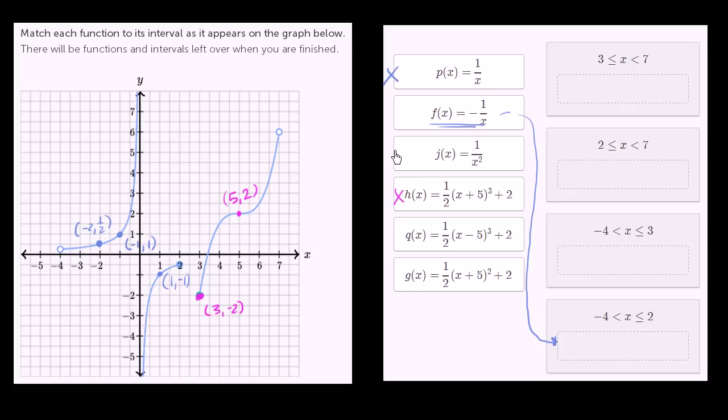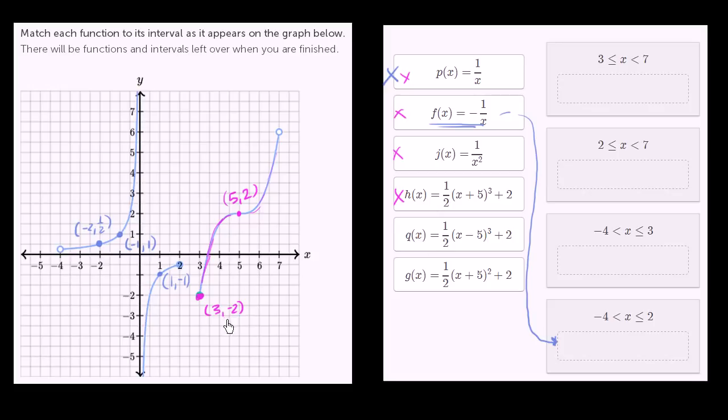So let me rule it out for the interval that we now care about. We now care about this interval, or this part of the function. So let's see. If we have 5 here, 5 minus 5 is 0. To the third power is still 0. Times 1/2 is still 0. Plus 2 is 2. So this point is consistent with this function for right over here.